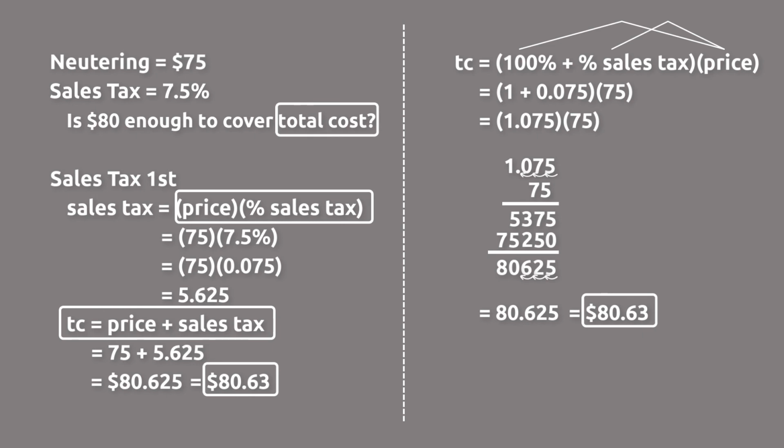So to answer the part of the question where it says to explain, first we'd answer no. And the reason would be that $80.63 is greater than $80. And so we could just say 80.63 is greater than 80. That would be the most concise way to explain. 80.63 is greater than 80, so therefore the $80 is not enough to cover the total cost of the neutering.